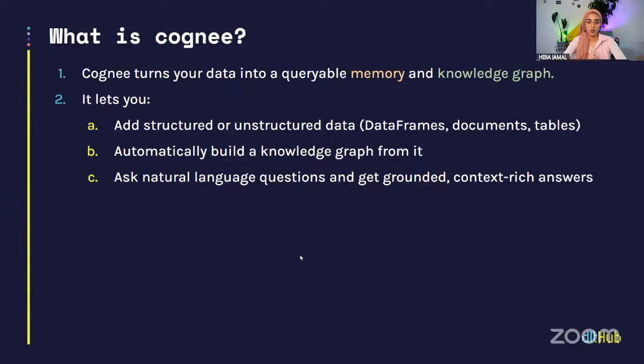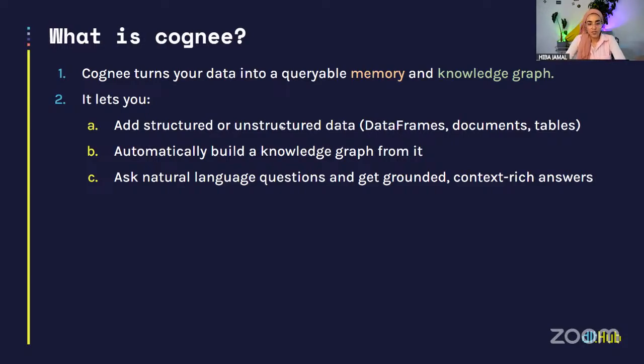So what is Cognee? Cognee turns your data into queryable memory and knowledge graph. And this is essentially the difference between a normal RAG system and Cognee: Cognee actually gives you a knowledge graph instead of just a vector database. And once we look at more examples of what this can visually look like, it'll make more sense.